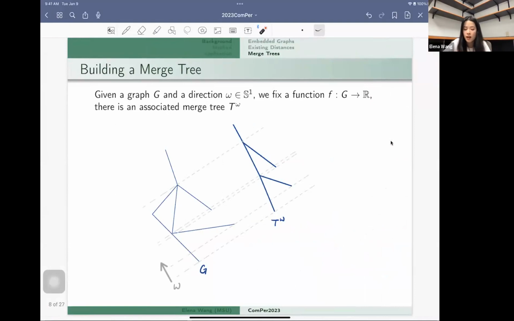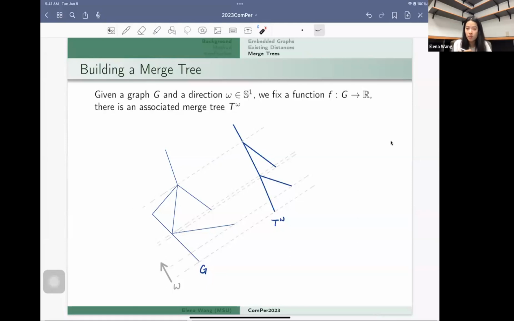So given a graph G, how do we build the merge tree? This is a spoiler, but for the rest of the talk, it's going to be in the context of the directional transform. So everything that I'll be talking about will be given a specific direction on which we'll be building the tree. Here, given this graph G and this direction omega, we can fix a height function for the graph along this direction.